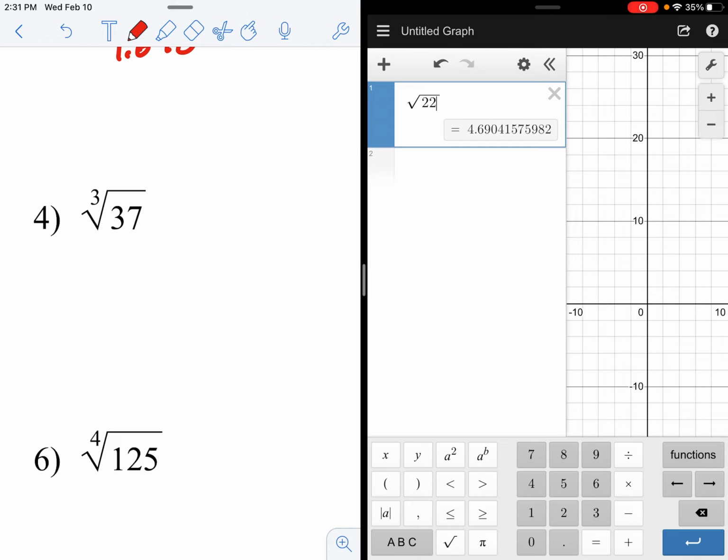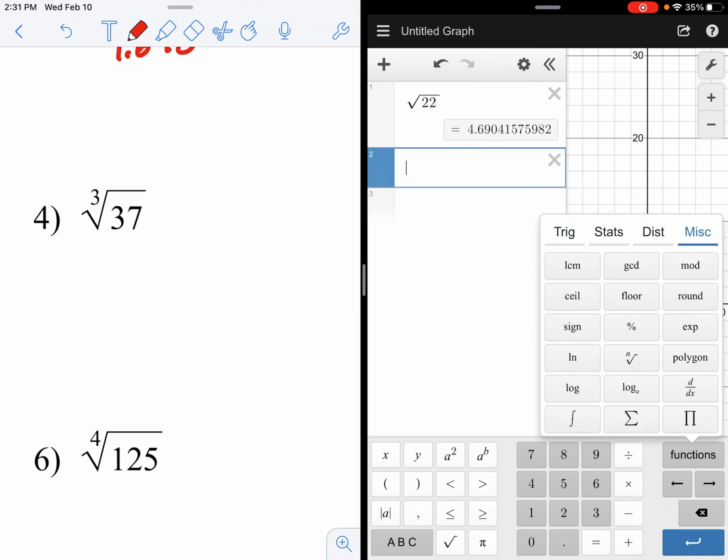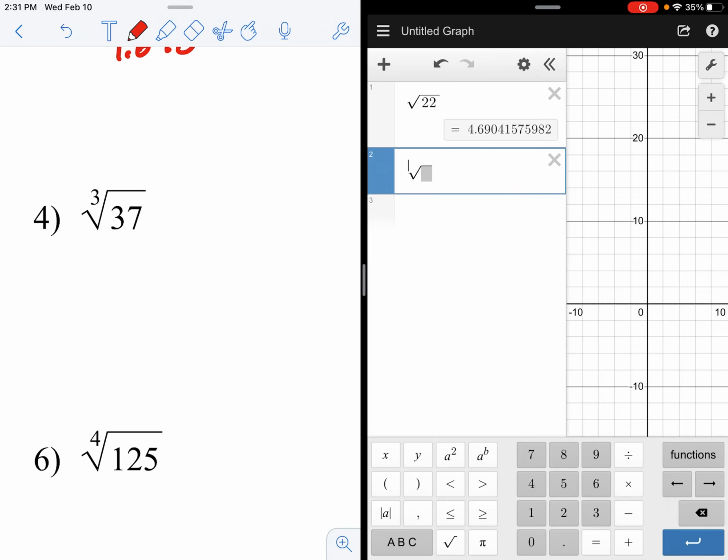If you look on the Desmos screen, there is no cube root button. So you go to the function menu, miscellaneous, and there you see the nth root button. Now when you press it, it doesn't put an nth root on the screen. You've got a blinking cursor there where the index goes. That's where you put your 3.